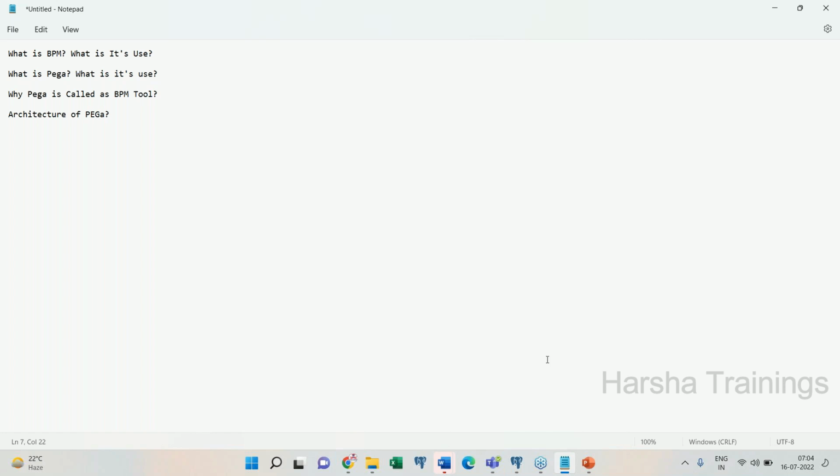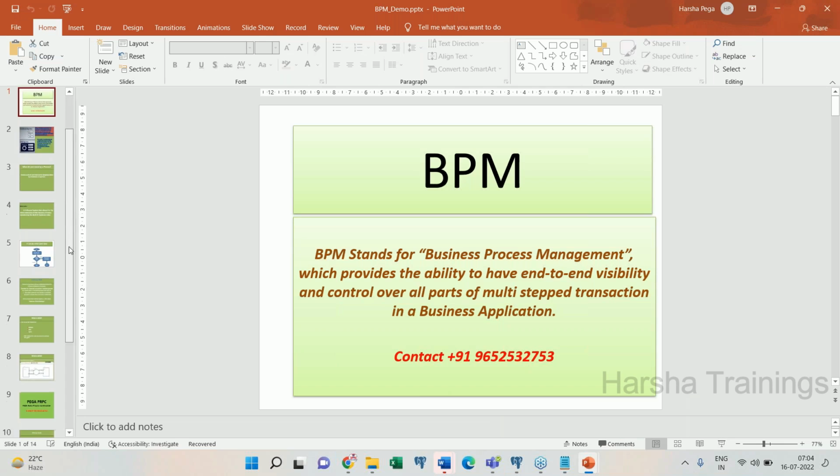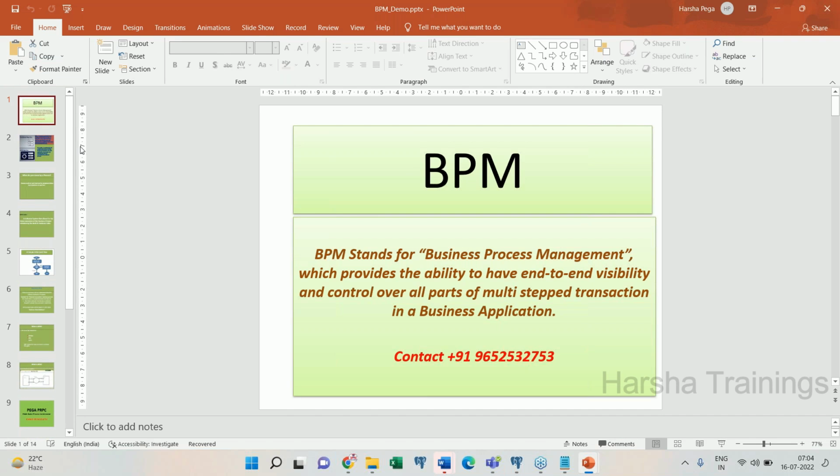The PPT that I have here, which explains the details about BPM and Pega, has 14 slides. In order to finish this entire thing with a clear-cut explanation, it will take around 1 hour 20 minutes. So your session may take around 1 hour 20 minutes from now onwards to finish explaining everything in detail.